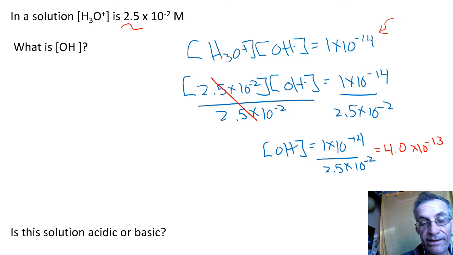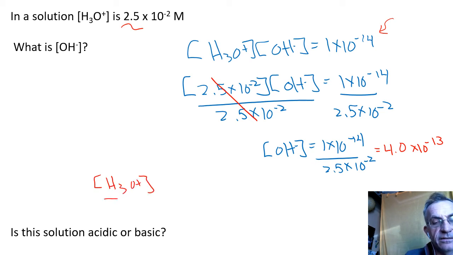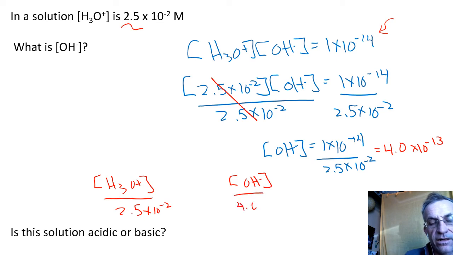Let's see. All right, the way we're going to figure that out is, first off, it ain't neutral because these two ions aren't equal. So we're out of balance. So maybe I'll put it right here. The amount of hydronium is 2.5 times 10 to the minus 2. The amount of hydroxide was 4.0 times 10 to the minus 13. So you've got to figure out which one's a bigger number.